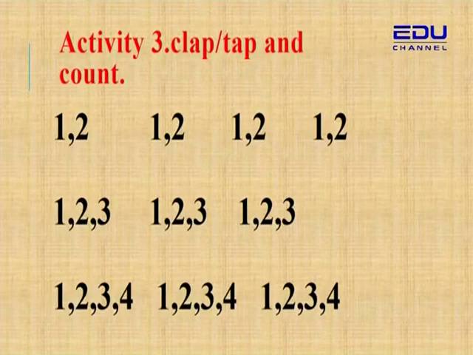Okay. We go to the second line and we are going to clap. Now, how many numbers can you see? I can see 1, 2, and 3. So there are three numbers. So this is the way we are going to clap the numbers.